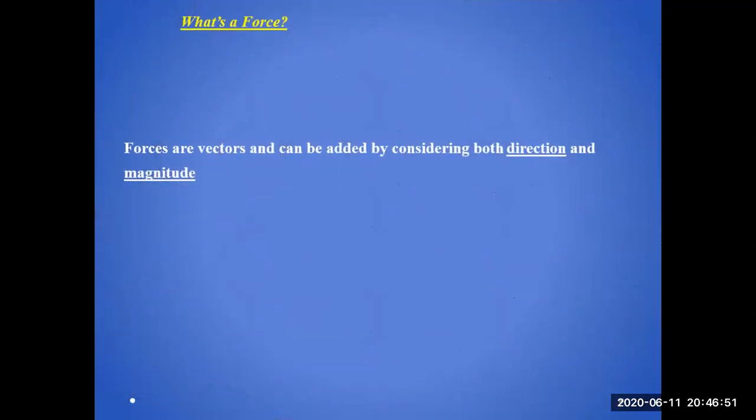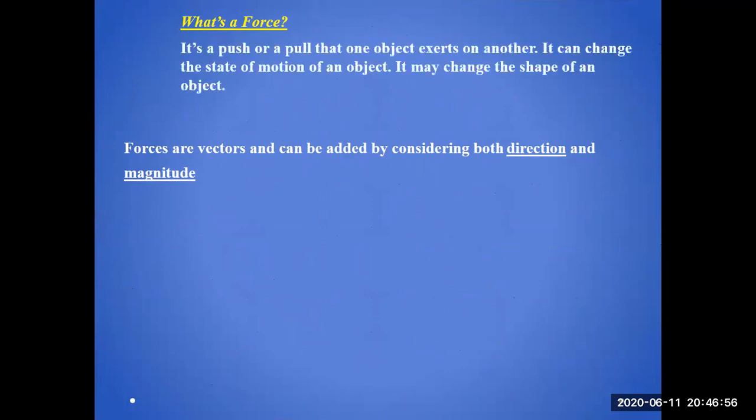So here it is. What's the force? Push or pull of the body, which can change the state of motion of an object. It may change the state of an object. Forces are vectors and can be added by considering both direction and magnitude. Whenever there are vectors, we need to add these vectors by keeping in mind direction and magnitude as well. You can't change direction by your own wish or will. You can't add vector quantities like arithmetical quantities, which you have already done during the previous classes.